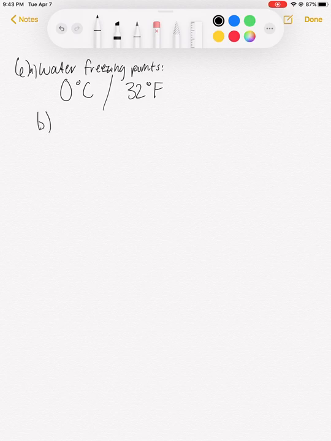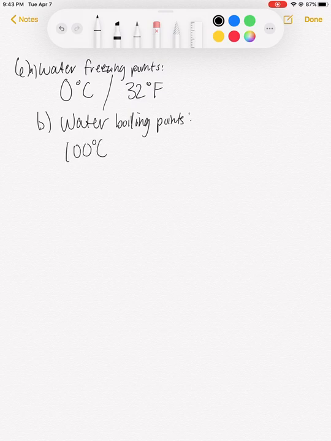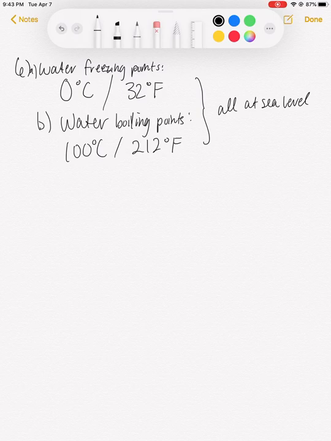Part B, we have boiling points. So the water boiling points are 100 degrees Celsius and then 212 degrees Fahrenheit. Now we must take into consideration that this is all at sea level. As you go higher in elevation, the lower those boiling points and freezing points are. So that's all at sea level.